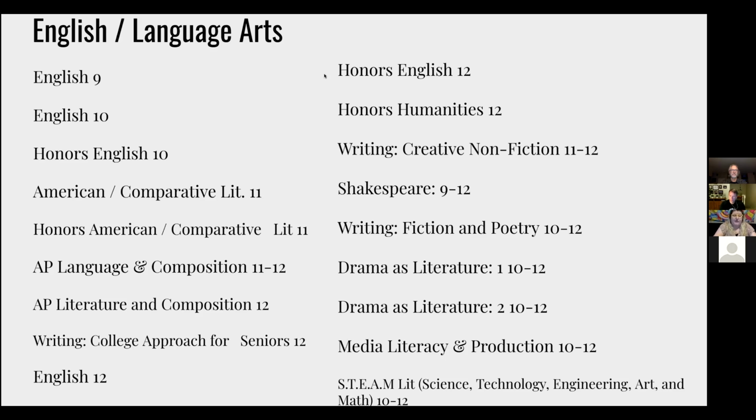And that class is mainly focused on writing, whereas the honors American Comparative Lit is focused on literature and writing as well, but a little bit more literature focus. And then as a senior, there are even more options for students to take, right? There's English 12, honors English 12, AP Literature and Composition. So that AP class is more focused on the literature, whereas the junior one that we offer is more focused on writing.